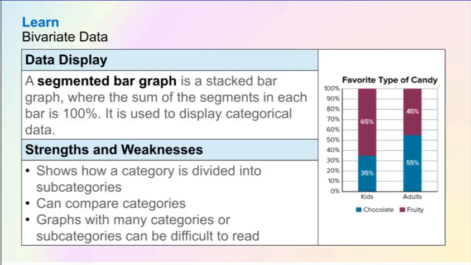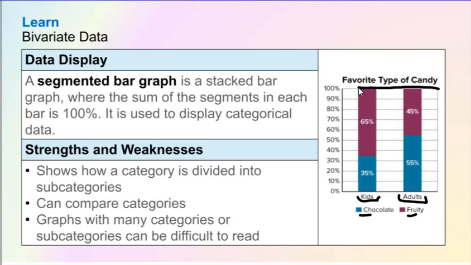Next would be a segmented bar graph. A segmented bar graph is just a stacked bar graph where the sum of the segments in each bar is 100%. It is used to display categorical data. So both bars are going to be the same height. They must add to 100, must reach to 100. But if you notice, each bar has two different colors. One's representing chocolate, one's fruity, and then you have your two different other categories down here, your subcategories, kids versus adults. So strengths, you show how a category is divided into subcategories. You can compare the categories.